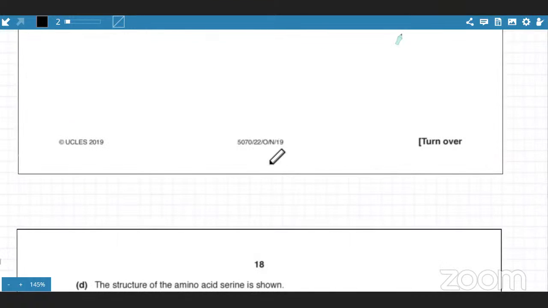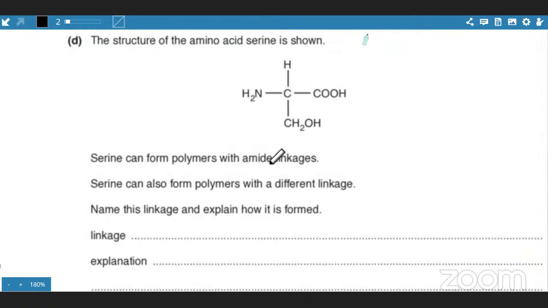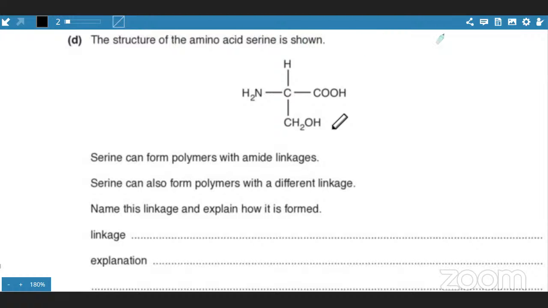So let's move to part D now. The structure of amino acid serine is shown. Serine can form polymers with amide linkages. Serine can also form polymers with a different linkage. Name the linkage and explain how it is formed. Now, serine has an OH group. So look carefully. It has an alcohol group, OH. Plus, it's a carboxylic acid over here as well.